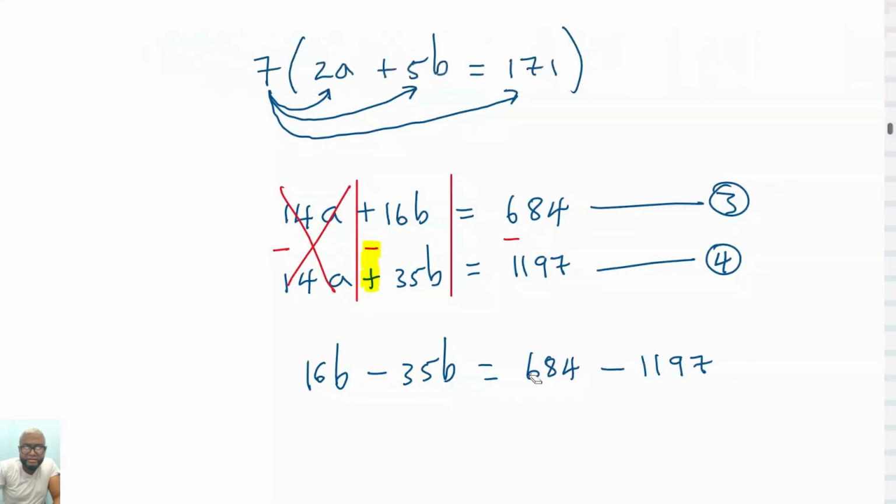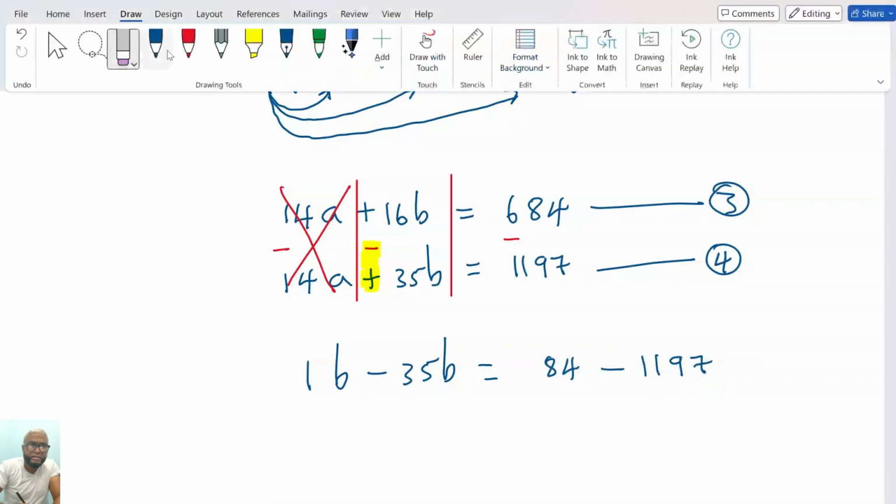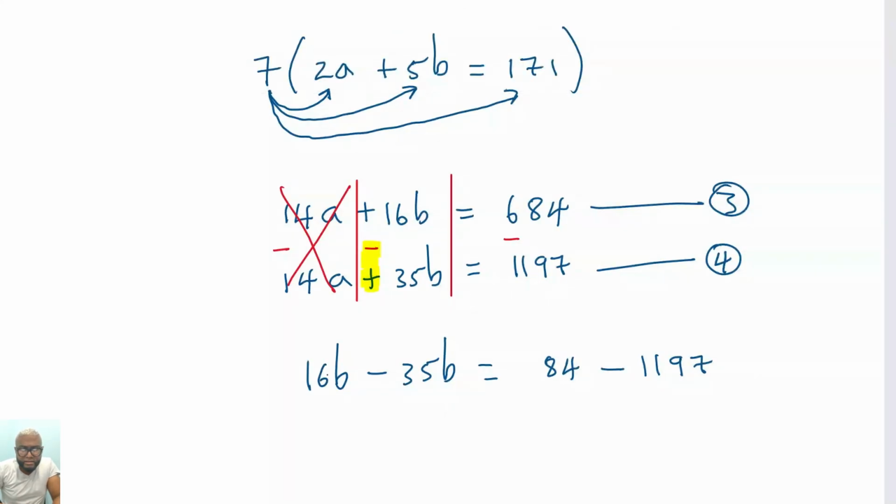Everybody good there? I see people thumbs up. 16B minus 35B is how much? Negative what? Negative 19B is equal to 684 minus 1197, which is negative what? 513.